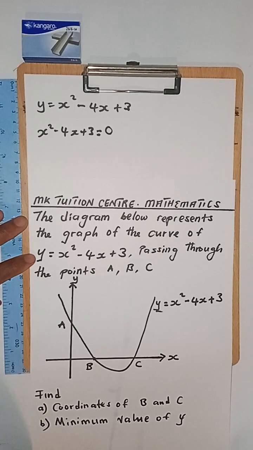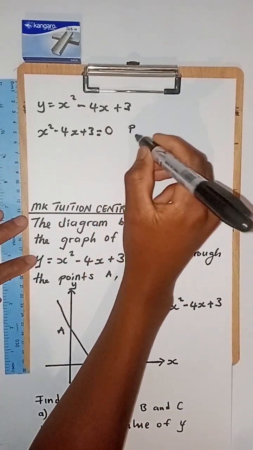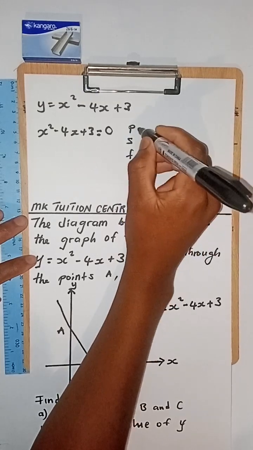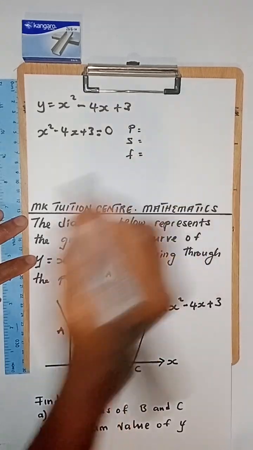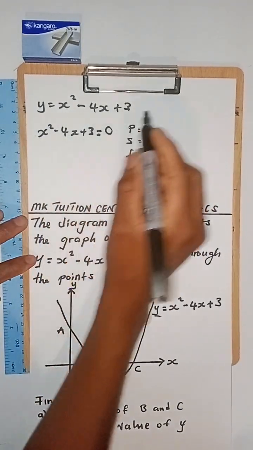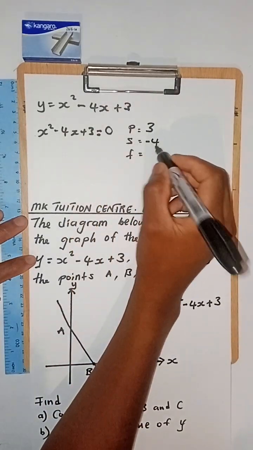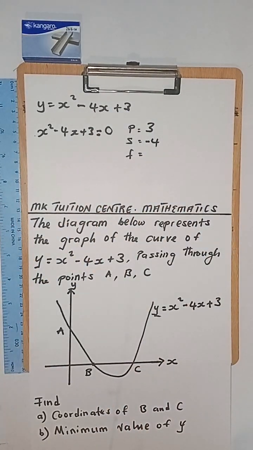I'm going to factorize in my case. Otherwise, there are many ways you can solve this equation. I'm going to look for the product, sum, and factors. For the product, here we have 1 times 3, we're going to have 3. For the sum, you get the b value, which is -4. Now for the factors, which numbers can you add to get -4, and which numbers can you multiply to get +3?